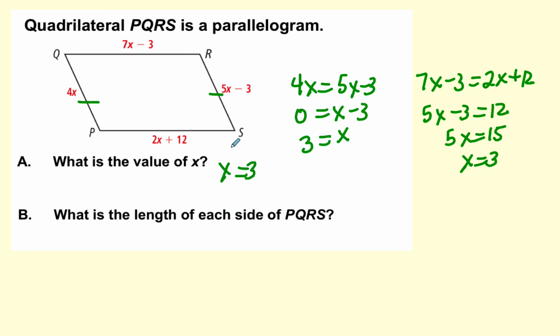Now let's find the length of each side. This side will be 12. This side has to be 12. This side is 2 times 3, which is 6. 6 plus 12 is 18. And this side will be 18.